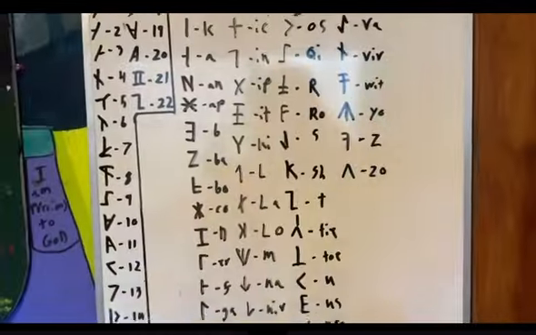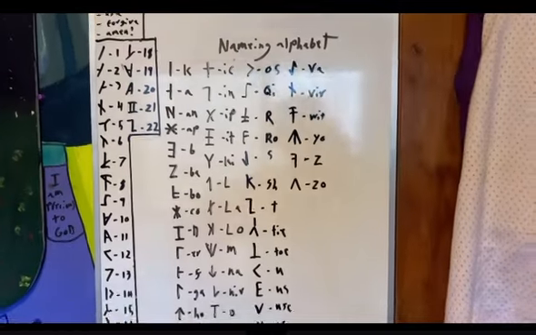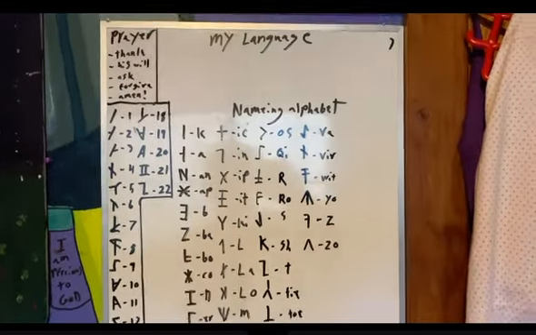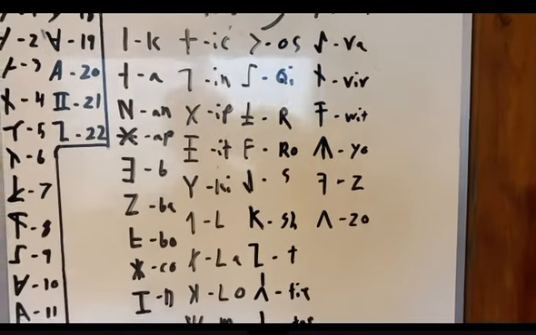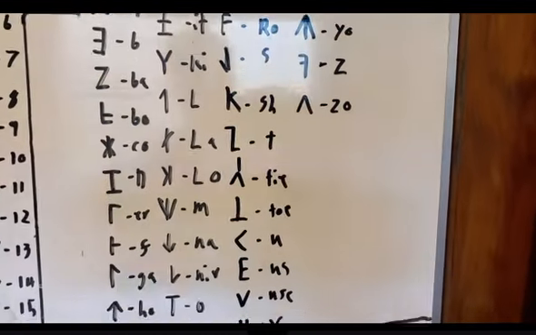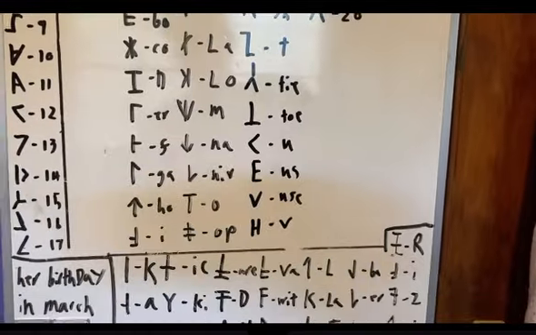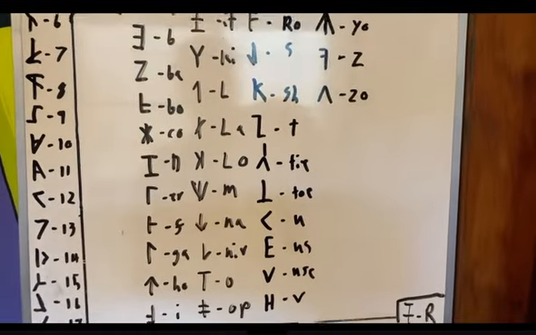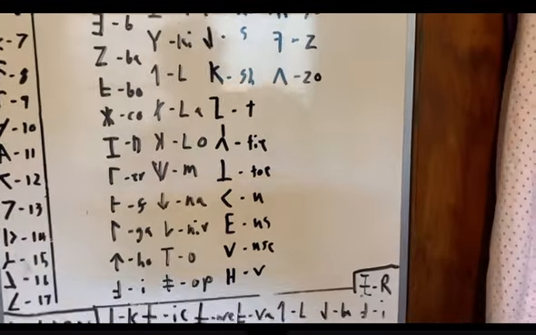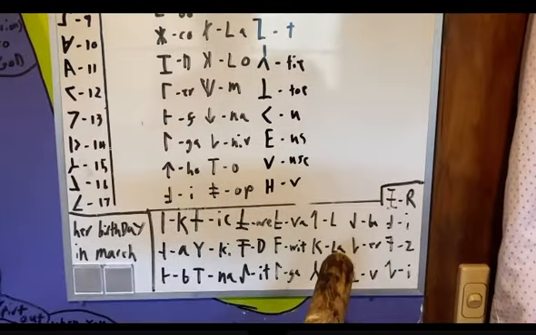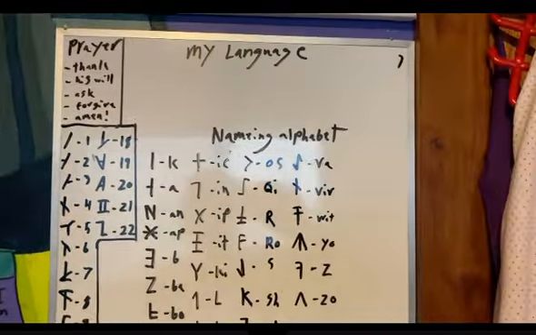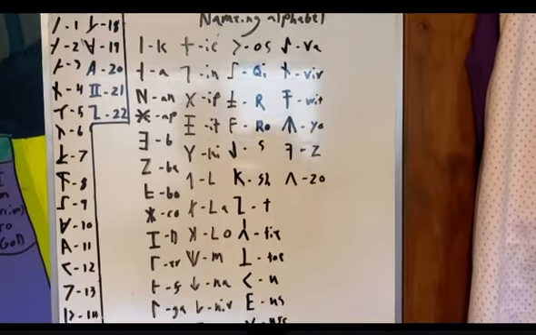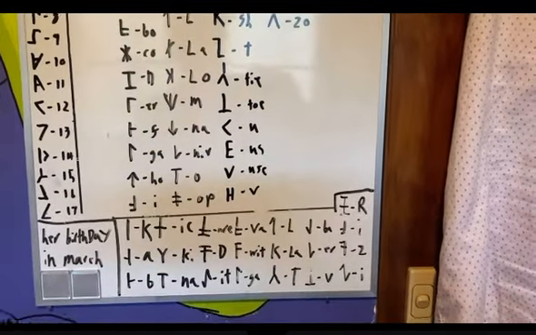Well, I don't know if there's much more to be able to tell. We've got the naming alphabet. It's pretty self-explanatory. You name things with this alphabet, including animals, places, name, people, and then you change to this. So I think that's pretty good.